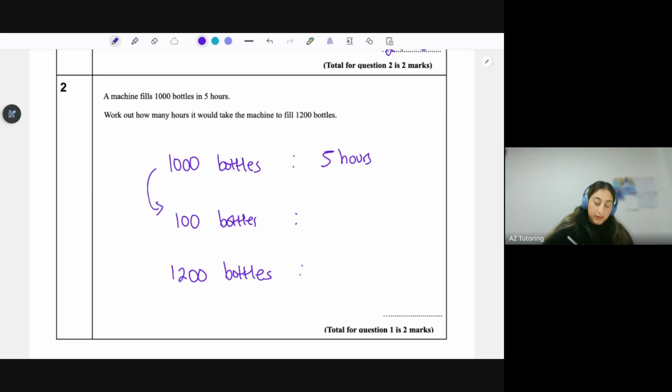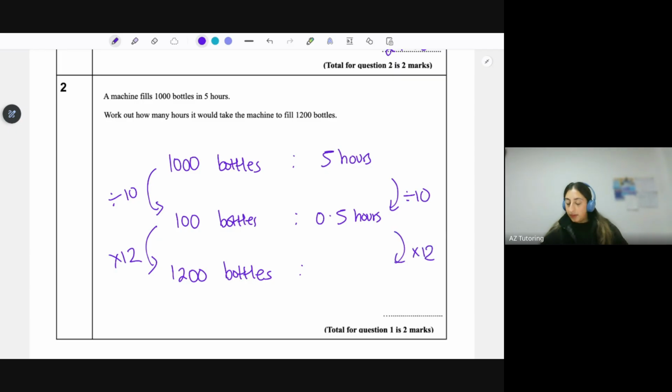So 1,000 divided by 10 gives me 100. So I'm going to divide this side by 10. 5 divided by 10 is just going to be 0.5 hours. And then 100 times 12 is 1,200. I'm going to times the other side by 12 as well. So if I just put it in my calculator, 0.5 times 12 is just 6 hours. Therefore, it's going to take them 6 hours to fill 1,200 bottles.